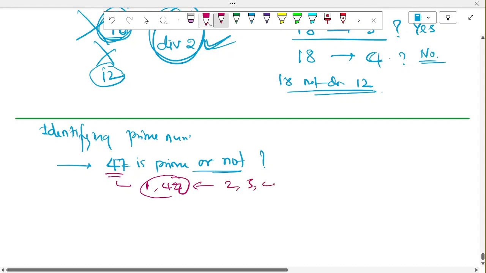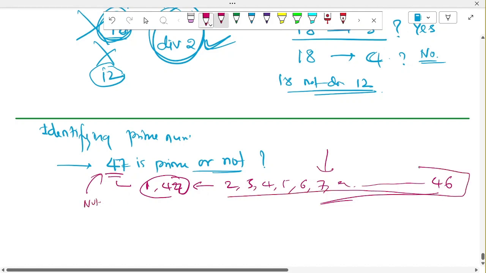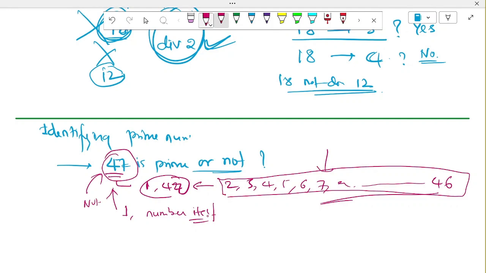Divide by 2, 3, 4, 5, 6, 7, 8, 9, 10, 11, 12 till 46. If it is divisible by any of these numbers, then I can say it is not a prime number. Because what is the definition of a prime number? It is divisible by only two numbers, that is 1 and the number itself. If you want to check whether a number is prime or not, you need to find a third number that can divide this one.